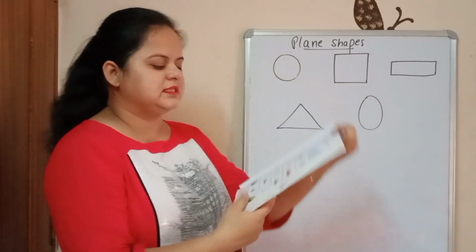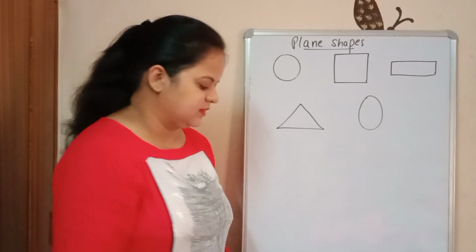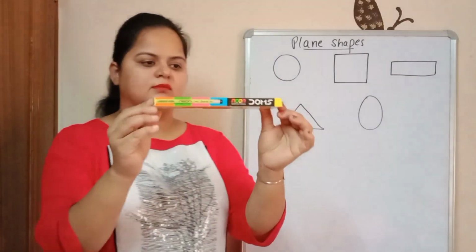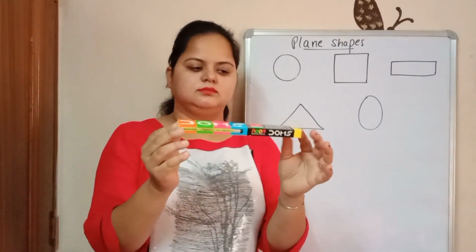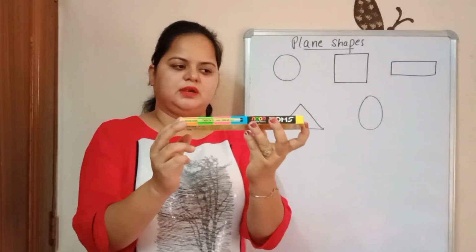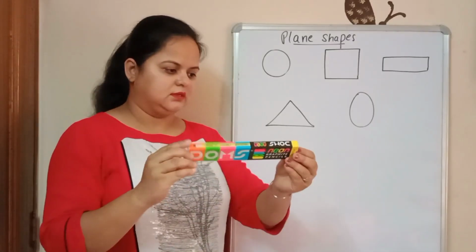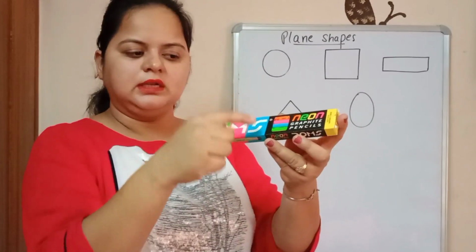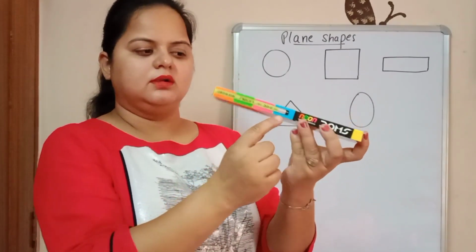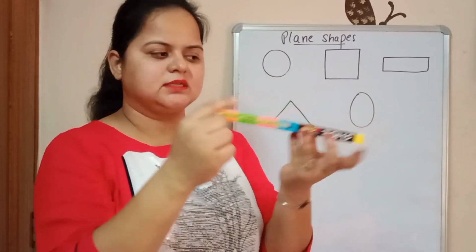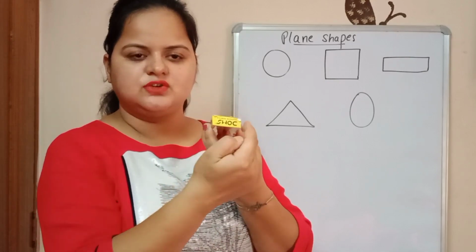A cuboid has 6 faces, 12 edges and 8 corners. Same as a cube, a cuboid also has the same. You can see, this is a pencil box and it is cuboid in shape. Let's count the edges of a cuboid. See, 1, 2, 3, 4, 5, 6, 7, 8, 9, 10, 11, 12.